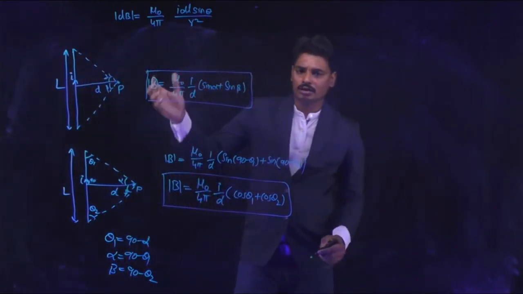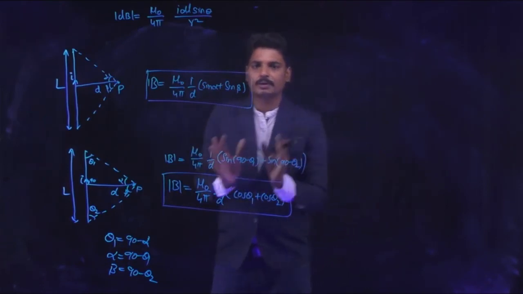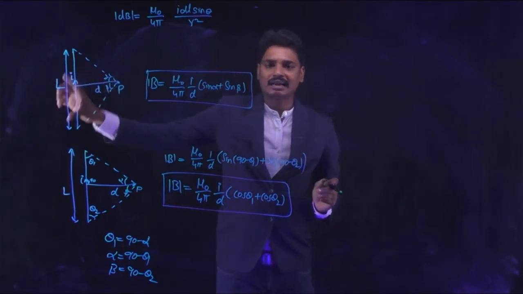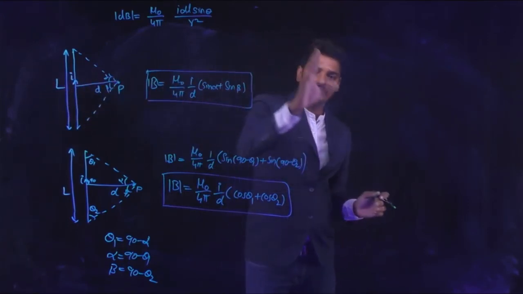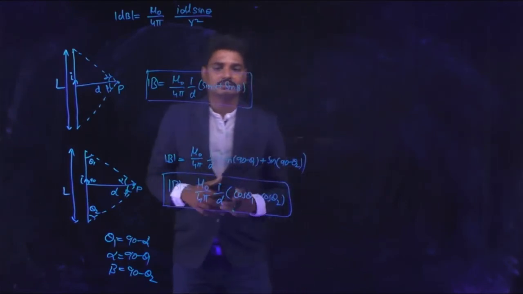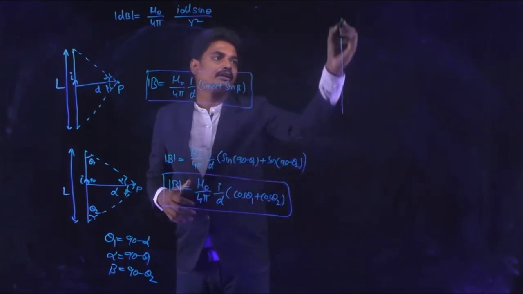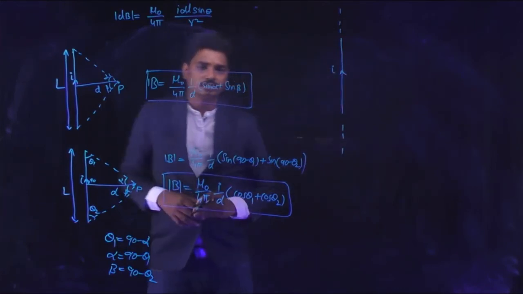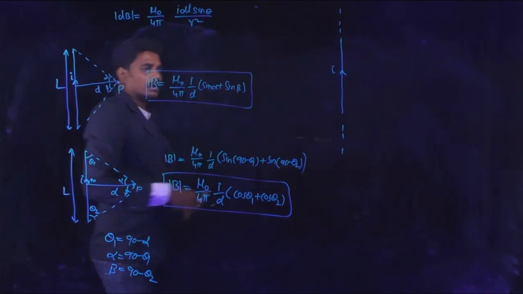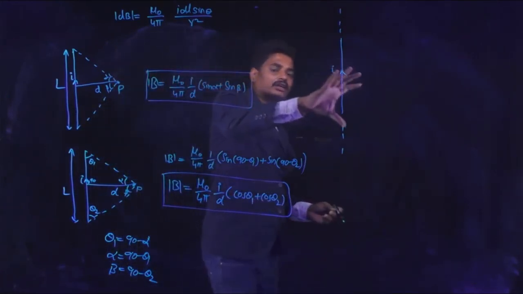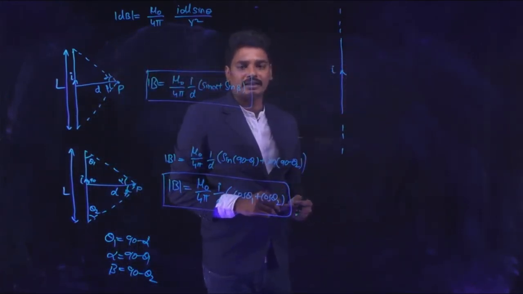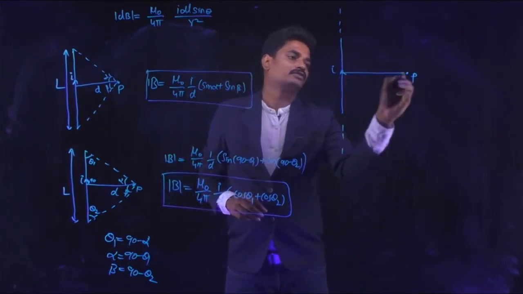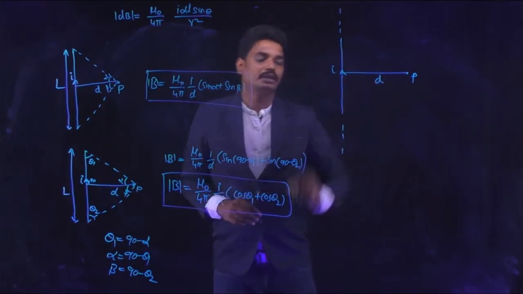In another problem, instead of a conductor of finite length, suppose you are given a conductor of infinite length in which current I is flowing. For this infinite conductor, we need to calculate the magnetic field at the point P, where the perpendicular distance from the conductor is D.